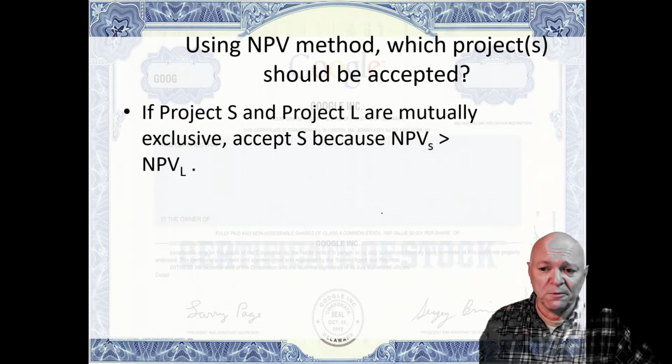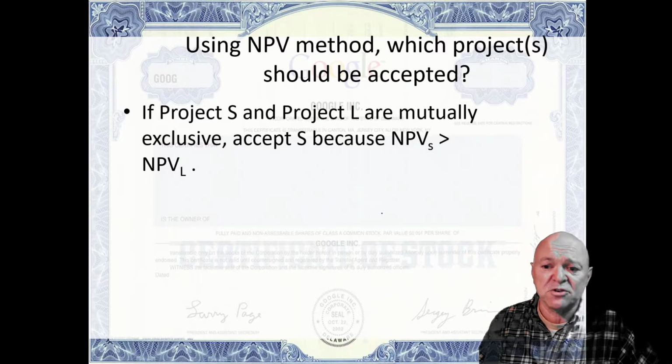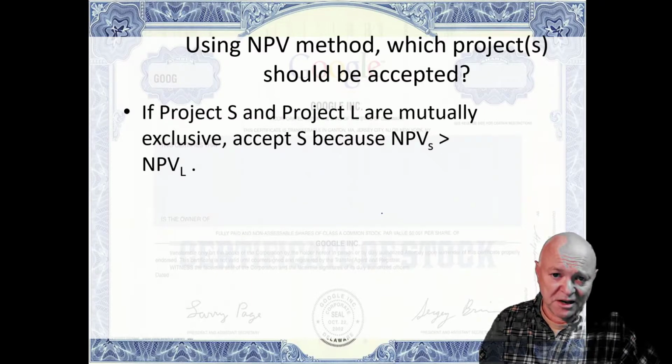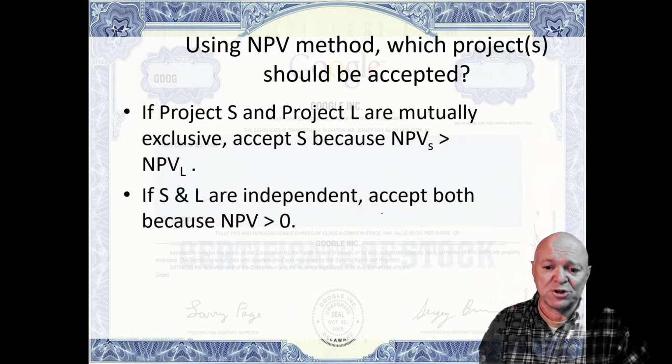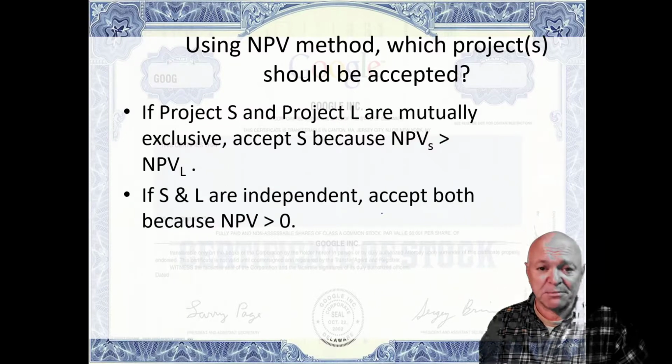And our decision rule, in both cases, if they were mutually exclusive, we would only accept S, because its NPV is greater than the NPV for project L. If they're independent, accept both of them because the NPV is significantly greater than 0. And that takes us on to the next stage.